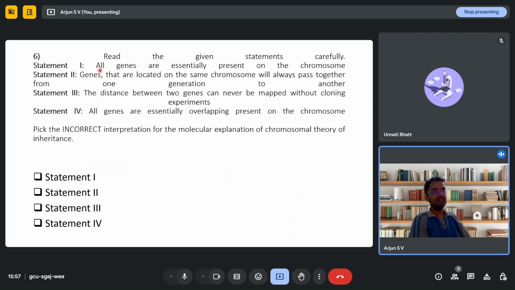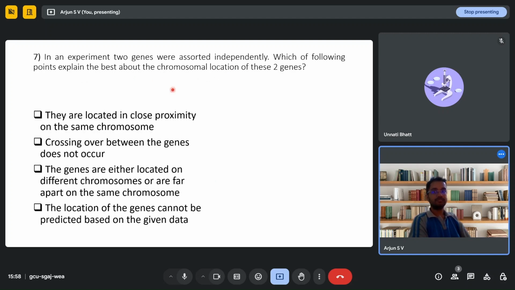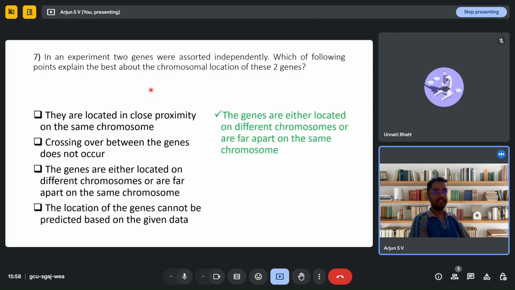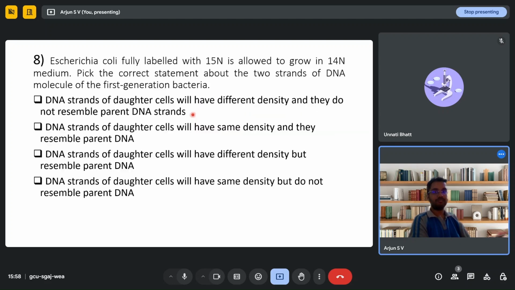And this is a set of four statements where they are asking us to pick the incorrect interpretation of molecular explanation. Among all the statements, statement 2 is the incorrect one, which says that genes located on the same chromosome will always pass together from one generation to another. And seventh question, in an experiment, two genes were assorted independently. Which of the following points explain the best about the chromosomal locations of these two genes? And the answer is the genes are either located on different chromosomes or are far apart on the same chromosome.